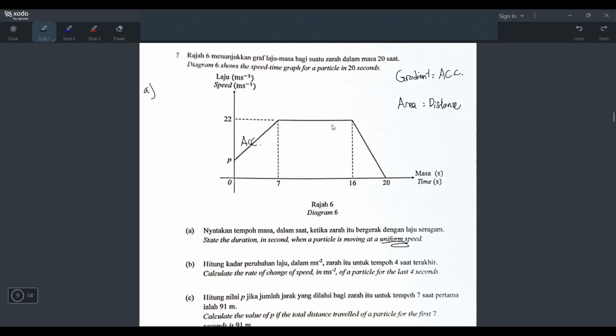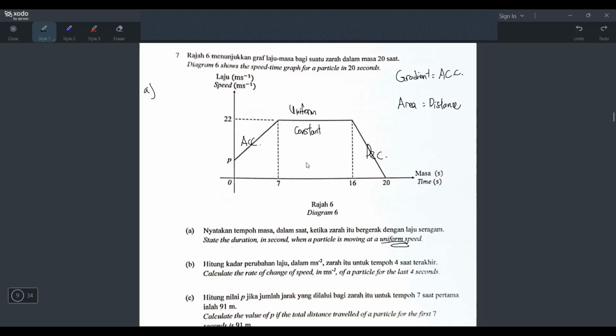And then what happens here? You don't tell me stop. Ini bukan stop. Okay, ini adalah uniform speed. Or the other word is constant speed. Okay, they are the same thing. It means the particle is moving with the same speed from the 7 second until 16 second. And then what about this line? This line is decelerate because the speed is decreasing, right?